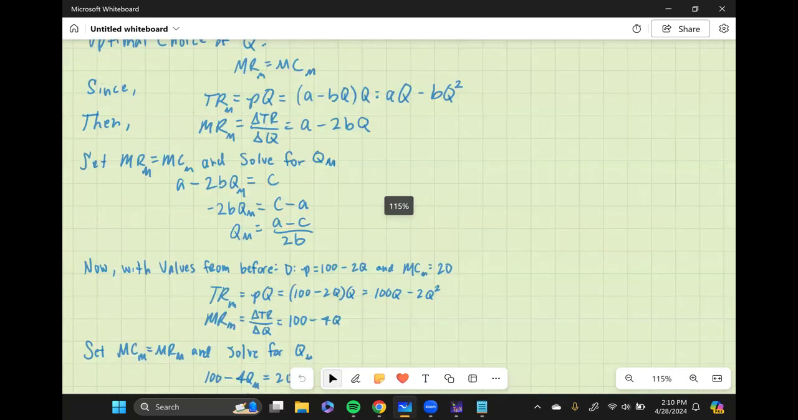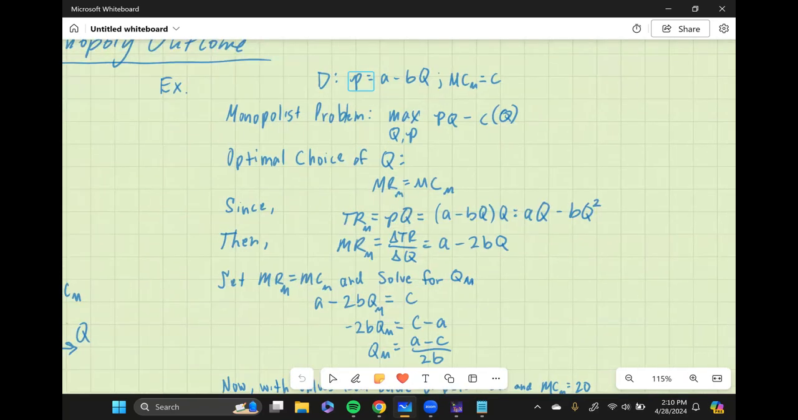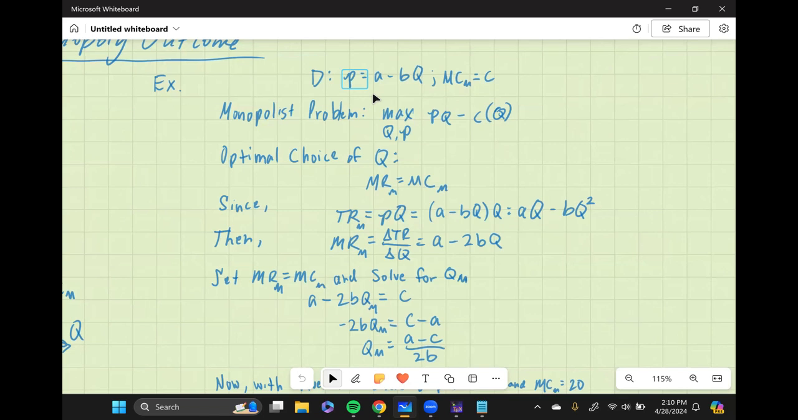So let me just make this a little bit bigger here. Okay, we have a basic demand curve like we had before. P equals A minus BQ, and marginal cost is just C. Just to restate the monopolist's problem, they're going to pick Q and P to maximize their profits. That's all that says. And the optimal choice of Q, the monopolist quantity, is found when the monopolist has marginal revenue equaling marginal cost. Classic profit maximization rule there.